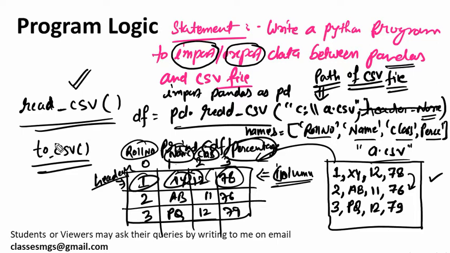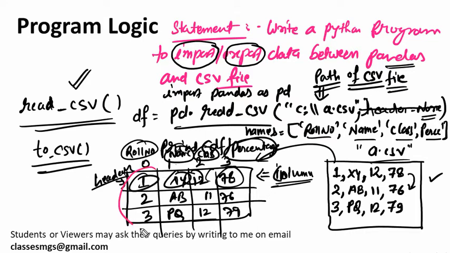Now the next thing is the to_csv method. The to_csv method is basically used to create a new CSV file from the data frame. Let's suppose this is the data frame. Let's suppose I am changing color. Let's suppose this is the data frame. Let me show you here.